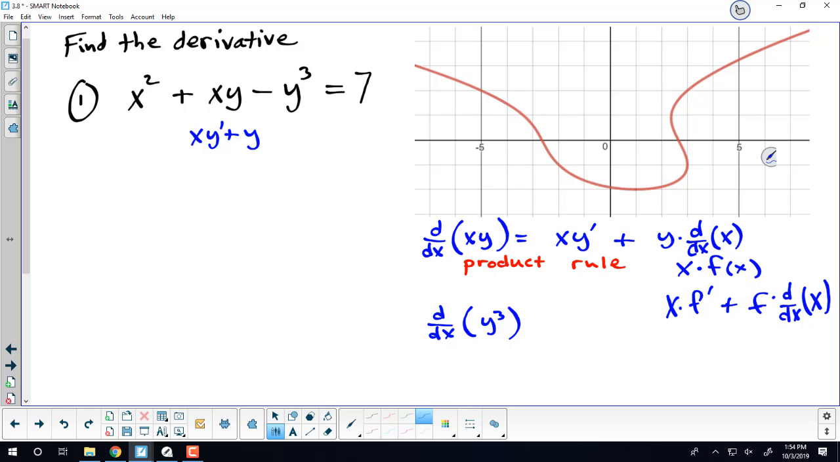So what's the final derivative of this? Is it just x y prime plus y? Yeah, the derivative of the middle term, xy, is xy prime plus y. Okay. The derivative of x squared with respect to x is 2x. The derivative of y cubed, we'll do it here, is 3y squared times y prime.